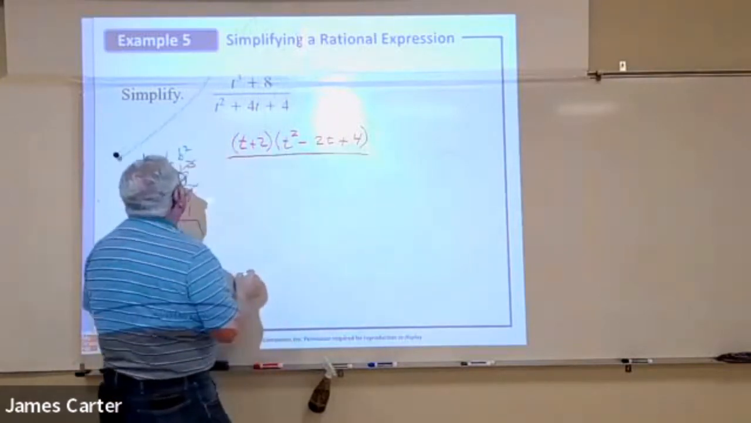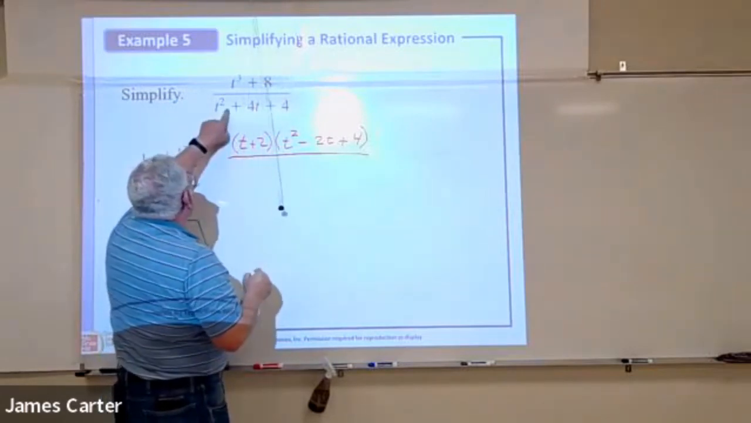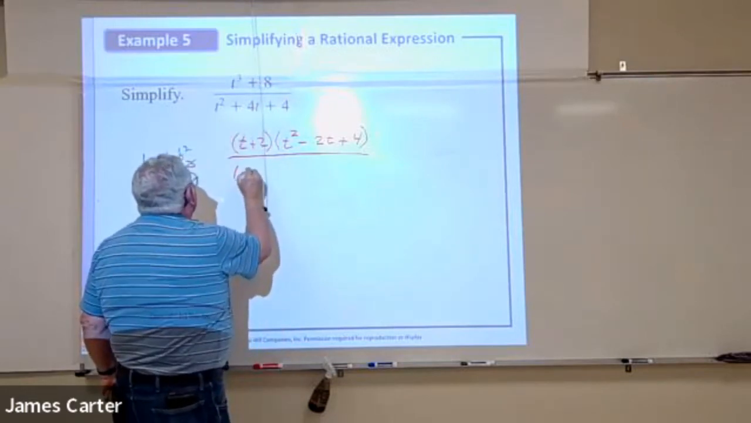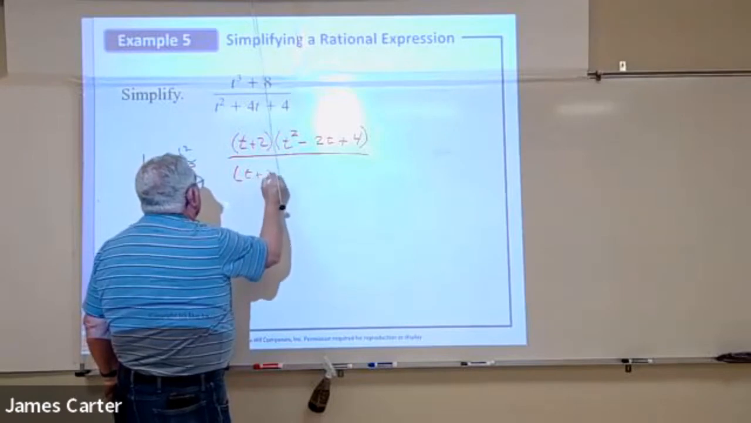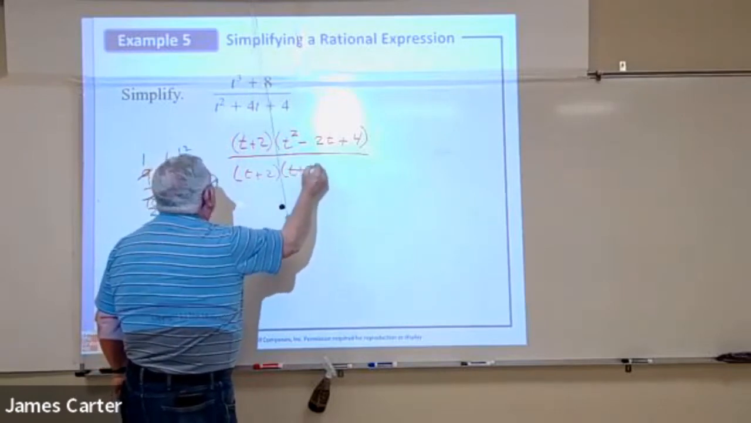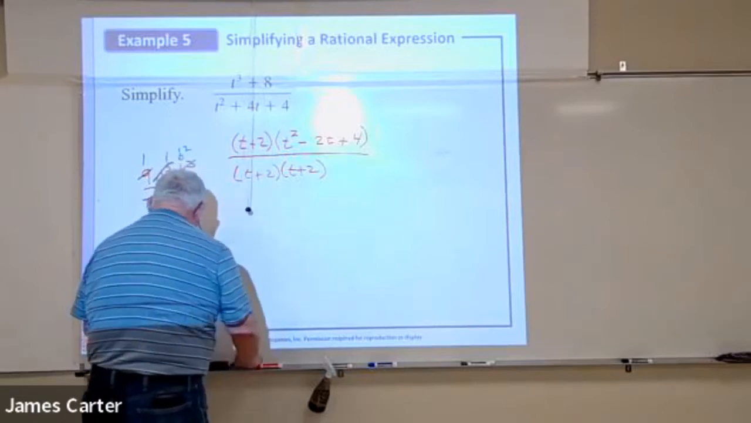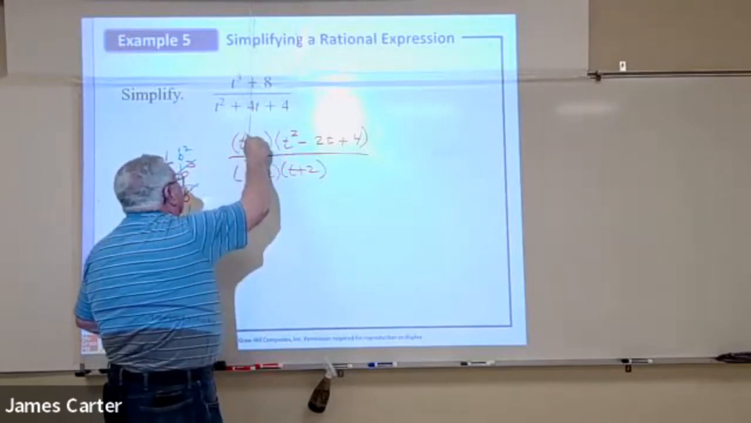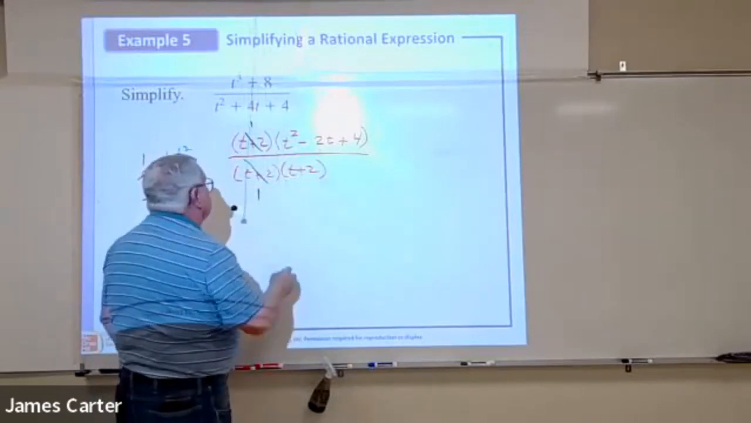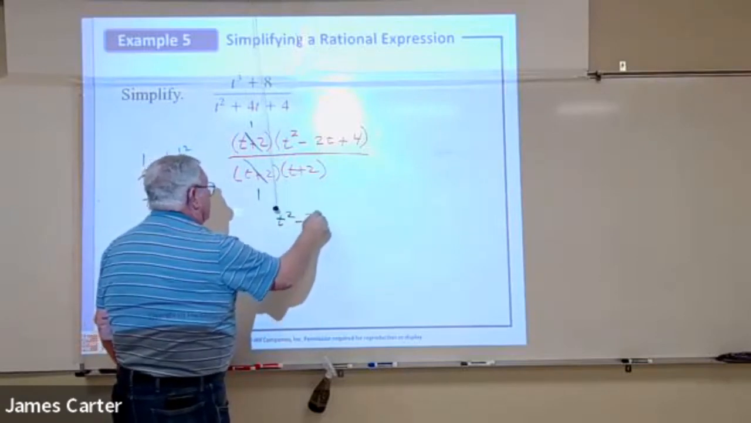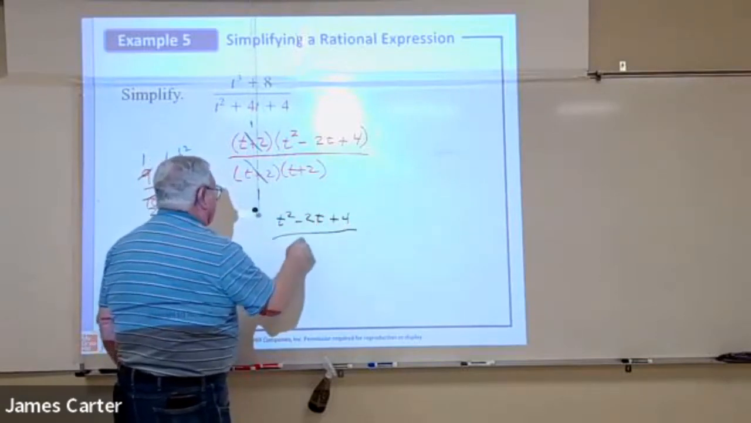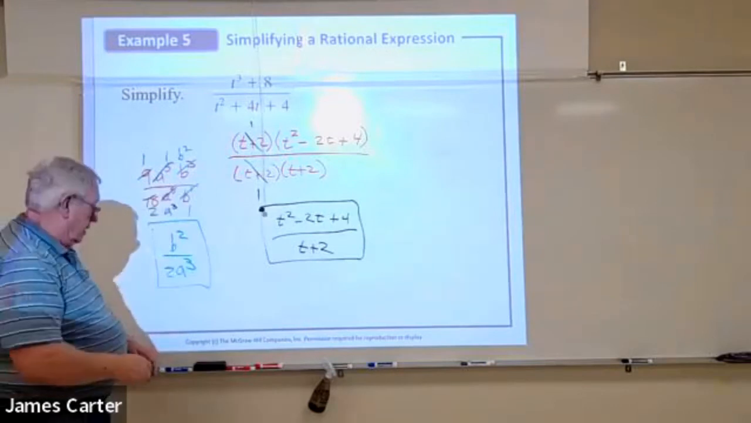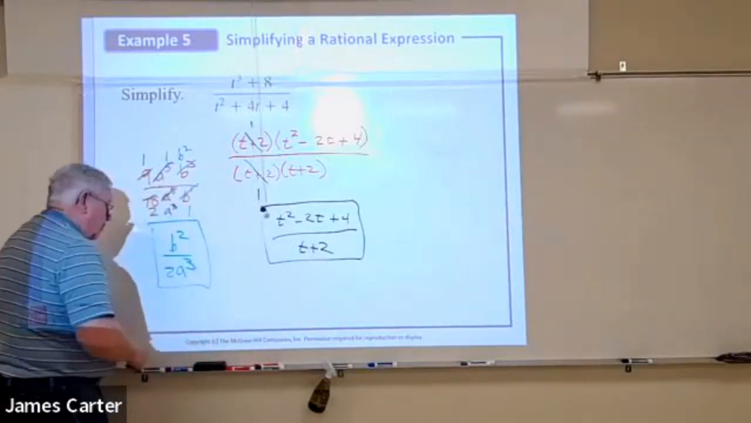Over, this thing will factor into t plus 2, t plus 2. That being done, this can factor, leaving that over this: t squared minus 2t plus 4 over t plus 2, and that's as far as you can go. At least so far. Later on, we'll go farther.